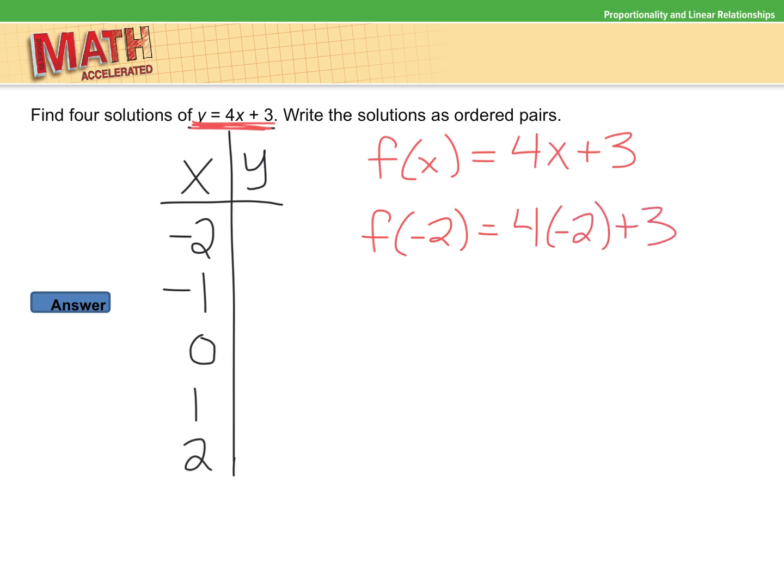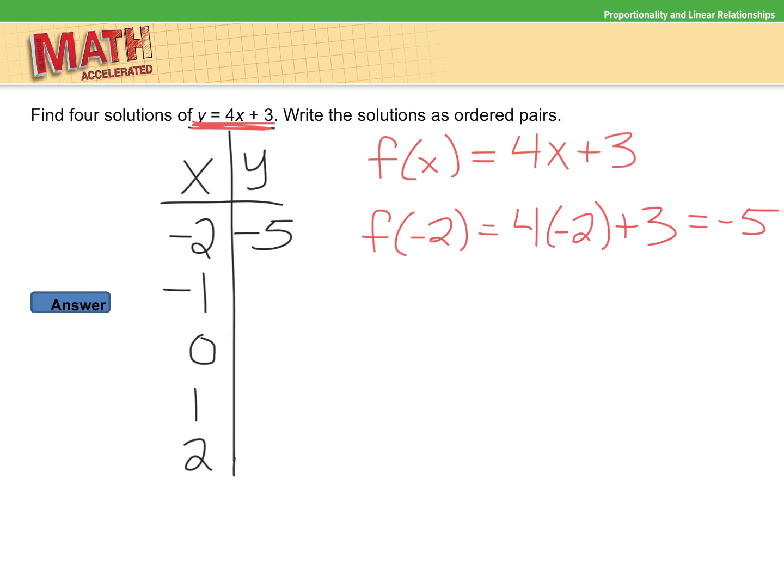Yes. Now I just need to evaluate that. What's 4 times negative 2? Negative 8. Negative 8 plus 3, negative 5. So here I get negative 5 for my y value.